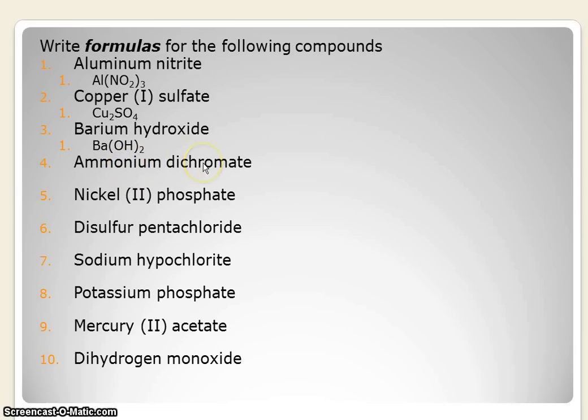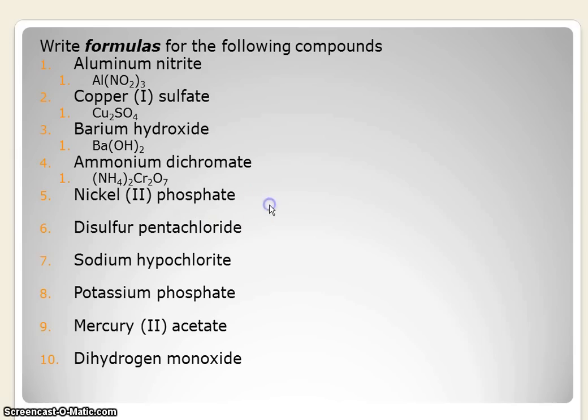Ammonium dichromate, pretty complex looking formula here. Ammonium, well, that's not an element, that's a polyatomic ion. You can look that up. It's one of the few polyatomic cations. Dichromate is a polyatomic anion. Ammonium is NH4, it has a +1 charge. Dichromate, Cr2O7, has a -2 charge. Therefore, it takes 2 ammoniums to go with 1 dichromate.